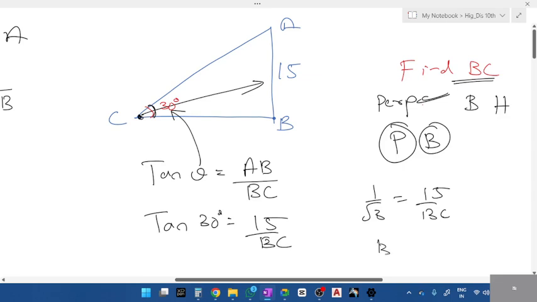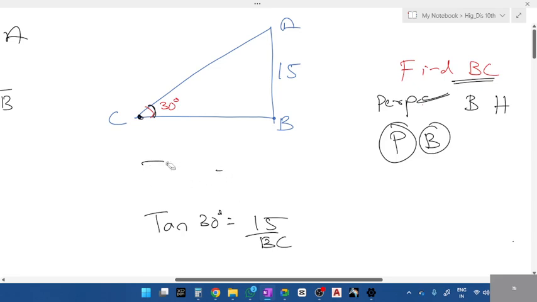How will you find BC? Cross multiply, 15 into root 3. What's the value of root 3? 1.7. Right? This is the answer, 1.732. Now instead of this, what they would do, okay, this is one concept, the main concept.